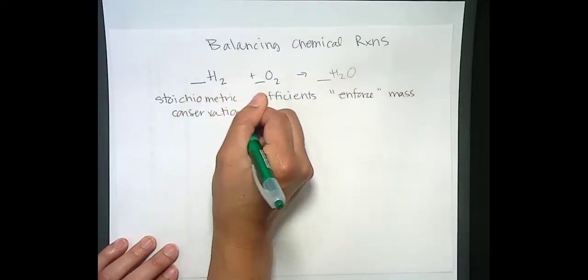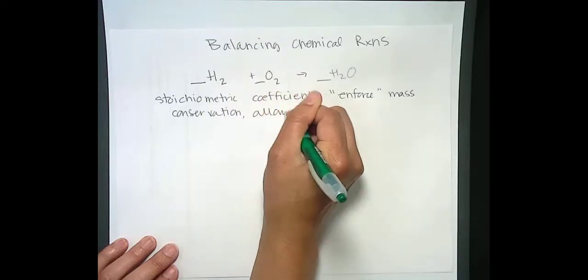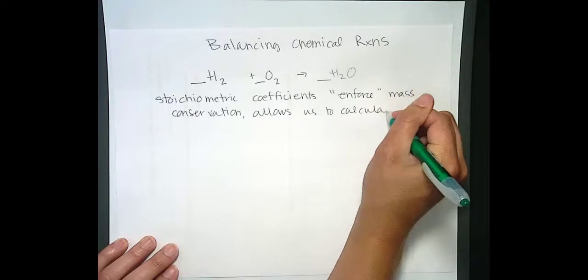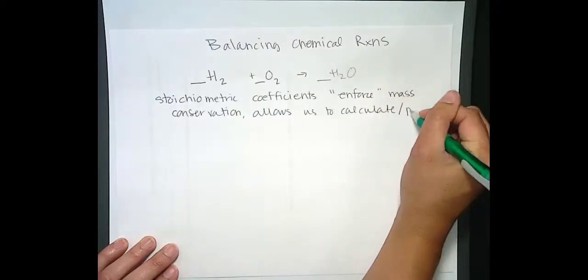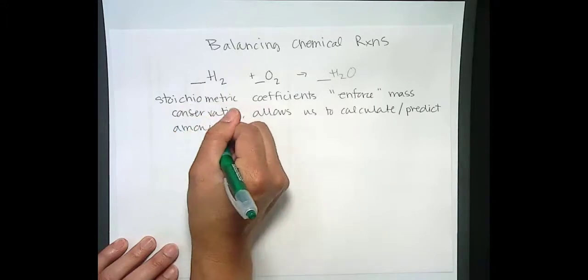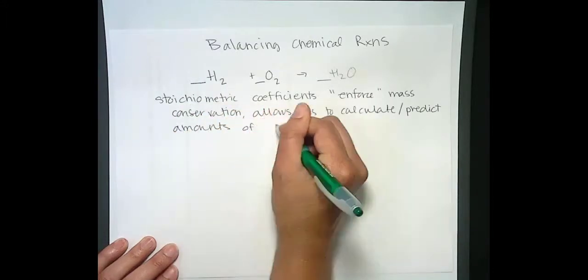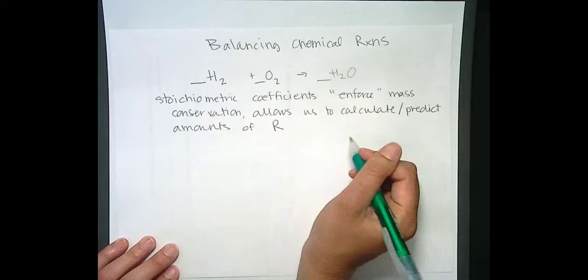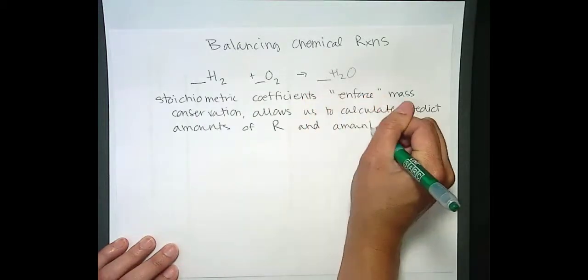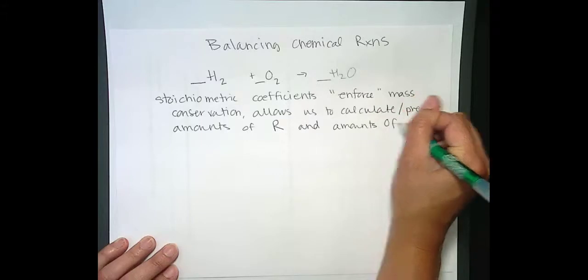And it allows us to calculate or predict amounts of reactant needed. And I use capital R for reactant. And amounts of product, I use capital P for product.